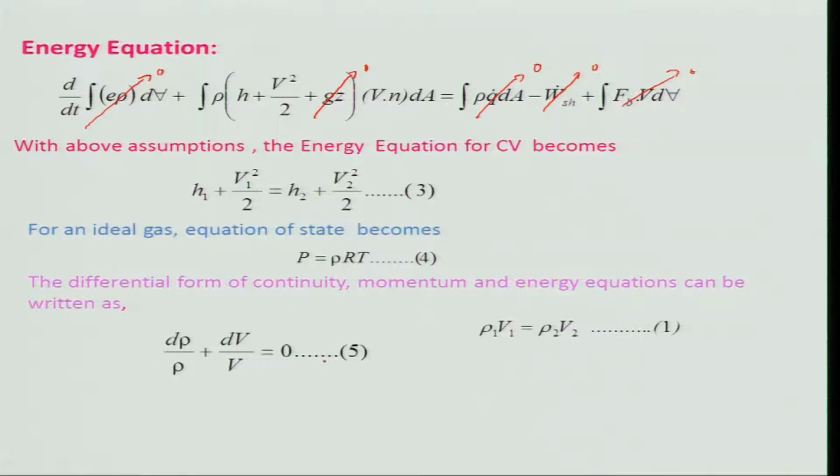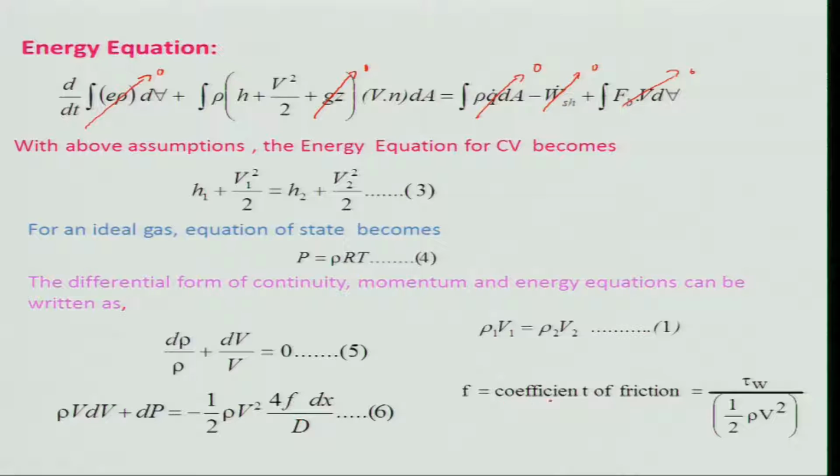This is the form which we will be getting. Similarly, we can look at the momentum equation in differential form: ρV dV + dP = (1/2)ρV² 4f dx/d. But what is this f? f is the coefficient of friction, τw divided by (1/2)ρV². This is the coefficient of friction we have included in this expression. Instead of τw, we are putting f and taking that into consideration.